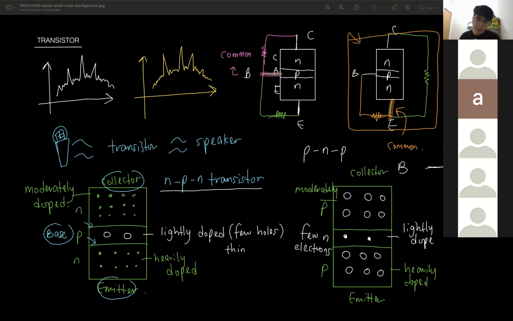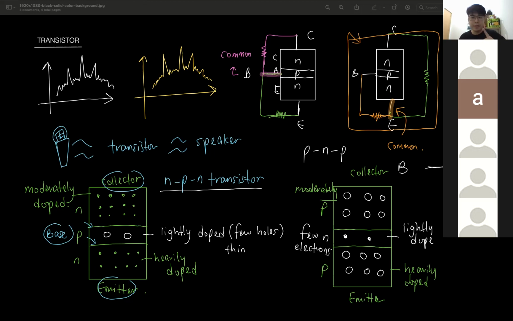Let's say if I draw my arrow like this, this one having the arrow, it is the emitter. That is how we differentiate it. Out of the two, one will have an arrow. This arrow is showing the direction of the current. Okay, so middle is base. The one with the arrow, that is emitter. So the one left, this is the collector.